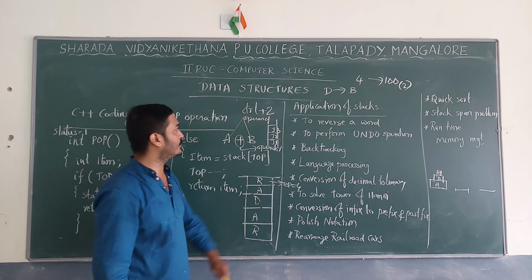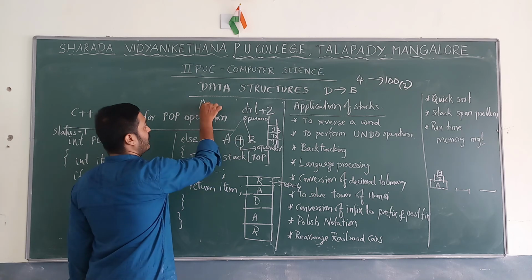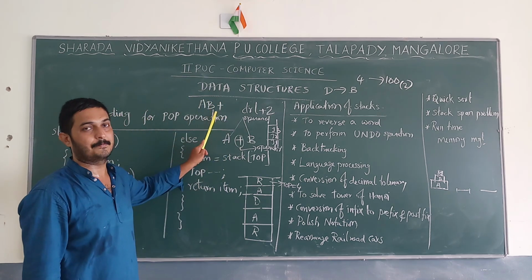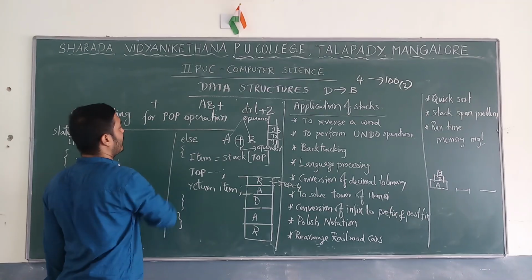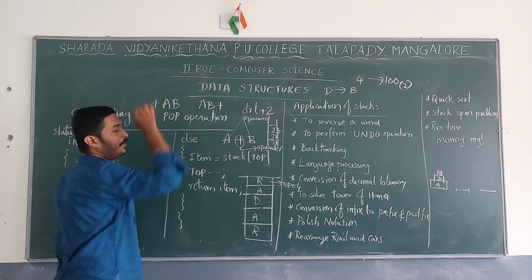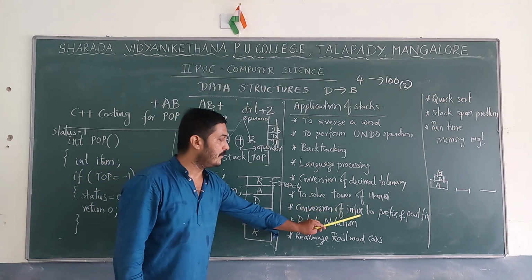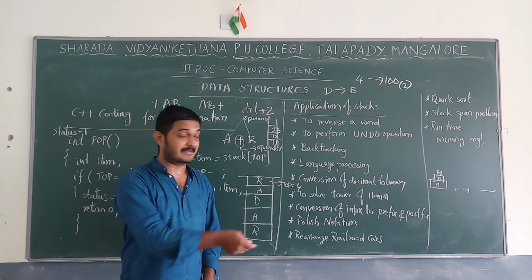So what do you mean by postfix? Postfix means instead of writing A plus B, we can write A, B plus. It is a postfix expression. And another is the prefix. First we have to write the operator and then the operands. These are about conversion of infix to prefix and postfix, that we will discuss later.